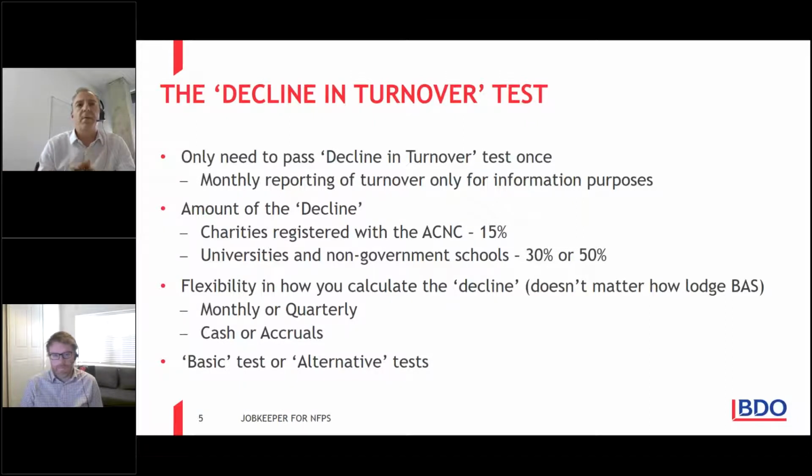So if you're doing a monthly accruals basis for, say, April this year, you do a monthly accruals basis for April in 2019. So you just have to be consistent, but it is really flexible, and that's actually really important as we try and look at how we might satisfy the test. So there is a basic test and there's an alternative test.